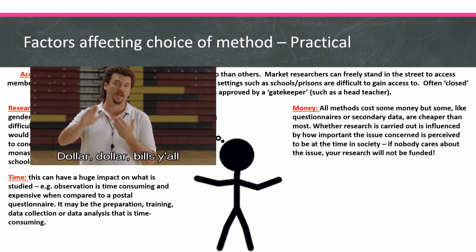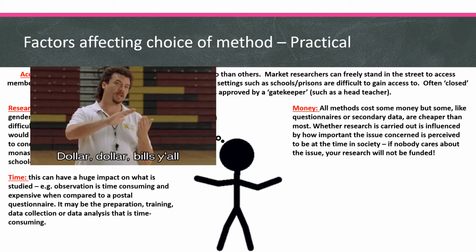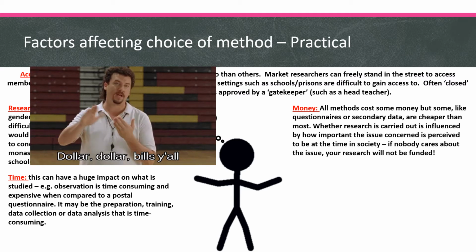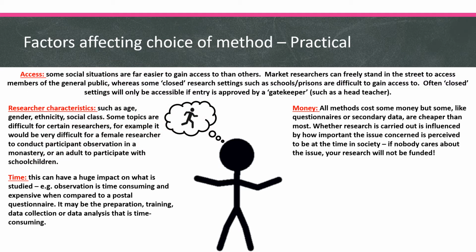Money is also a big factor. It does overlap a little bit with time. Time and money tend to go together. So the longer a piece of research, the more money it will cost. The quicker a piece of research, the cheaper it can be. Questionnaires, very cheap method. As I say, participant observation is quite a costly one.